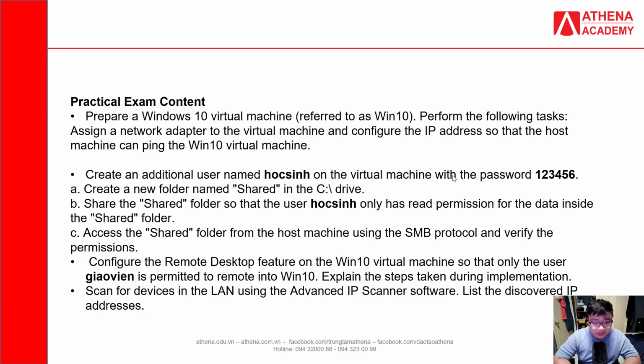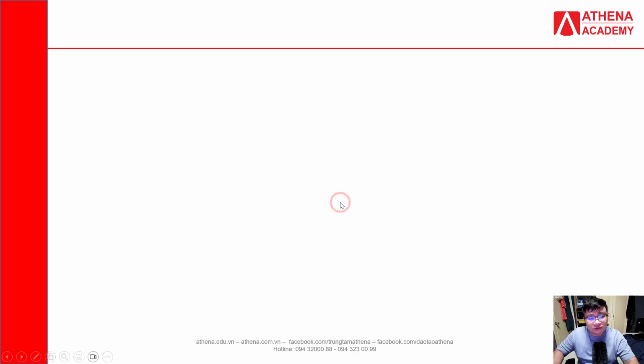Configure the remote desktop feature on the Windows 10 virtual machine so that the only user Yelving is permitted to remote into Windows 10. Explain the steps taken during implementation. And the last one is to scan for the devices in the LAN using Advanced IP Scanner software. List the discovered IP addresses. All right, so now we know what we need to do. So let's move on.